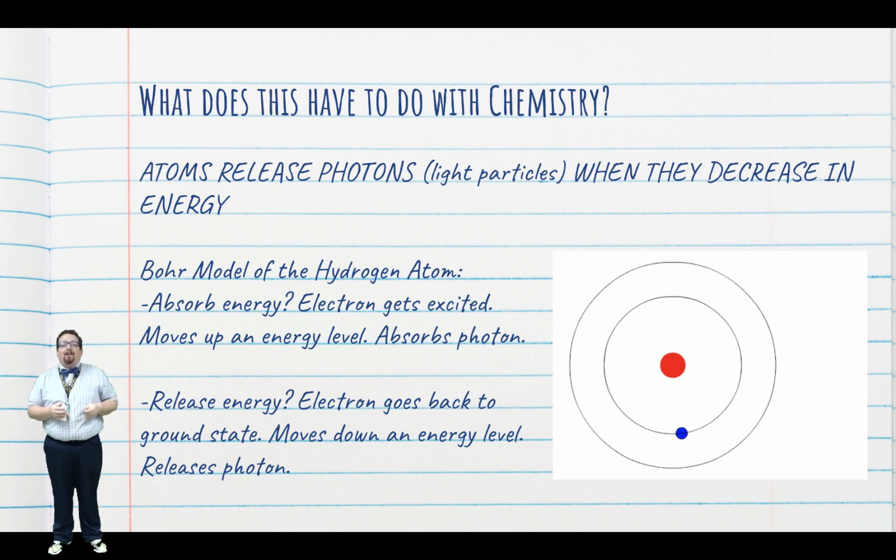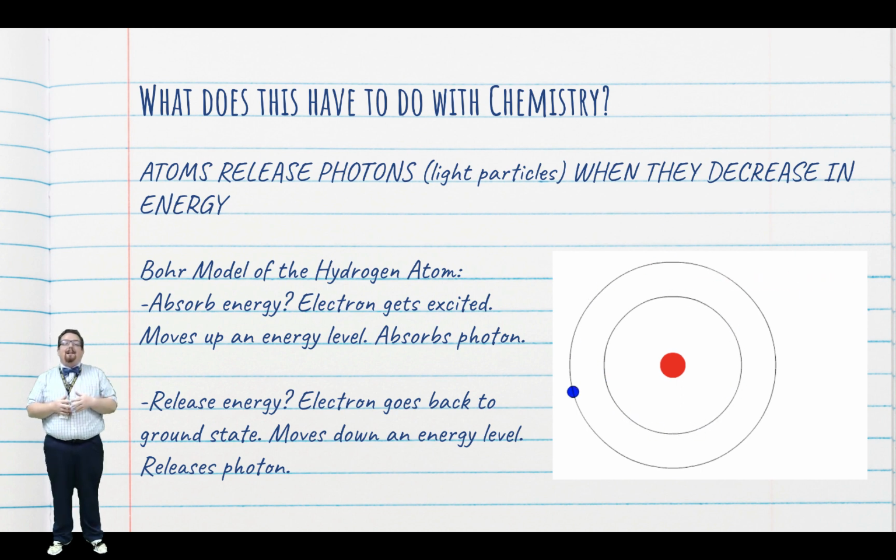Well, that's a great question. As we discussed, atoms will absorb energy. It's actually the electrons in the atoms that absorb that energy, and when those electrons absorb energy, they move further away from the nucleus. Eventually, they release that energy in the form of photons, or light, and they find their way back to their ground state, or closer to the nucleus.